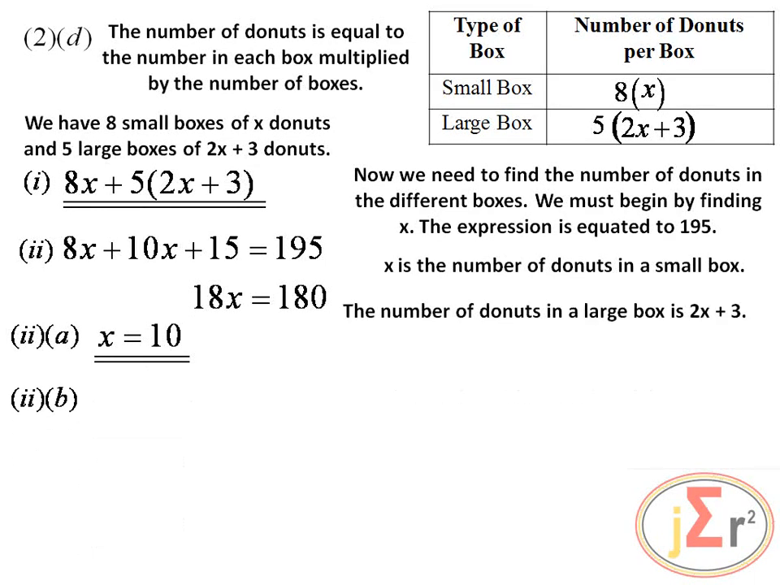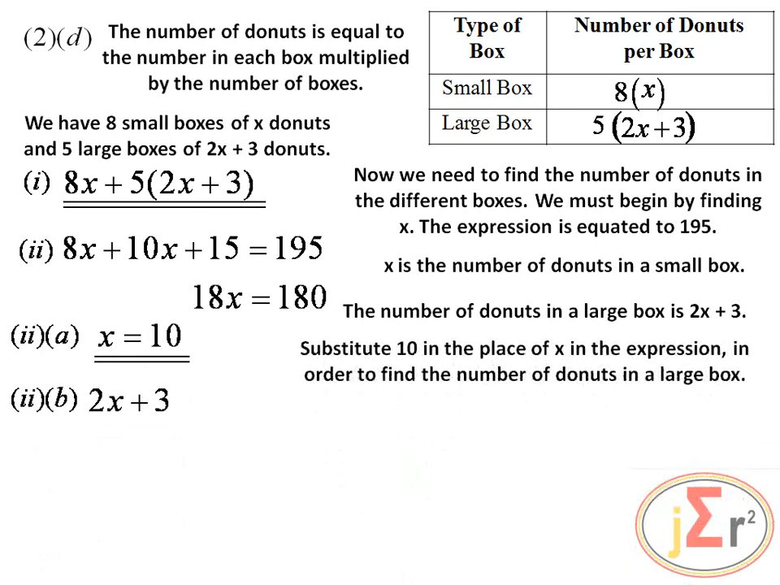What about the large box? The number of donuts in a large box is 2x plus 3. As we have right here, x is equal to 10. We will substitute 10 in the place of x inside of this expression in order to find the number of donuts in a large box. Two times 10, 20, plus 3, 23. There's nothing to it.